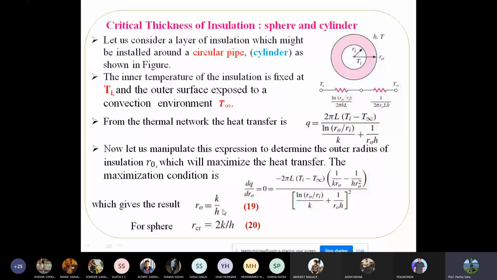So what is the critical thickness? k by h. Okay. For a sphere, the critical radius will be 2k by h. You can again solve for a similar expression using a sphere. You can integrate and then differentiate and then solve for it. Sorry, solve for ro, and you can get it.